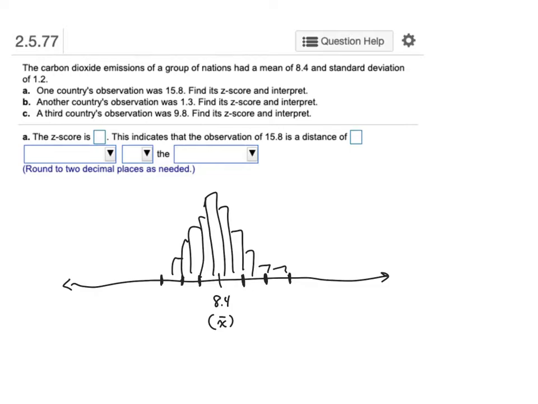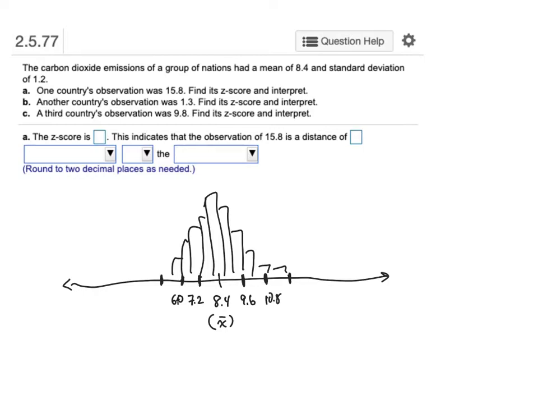So if I do mark these off, the standard deviation is 1.2 here. So 1 standard deviation above would be 9.6. 1 standard deviation below will be 7.2. 2 standard deviations above will be 10.8. This will be 6.0. I think that's enough to get the idea of it. But anyway, I can mark those off on here.